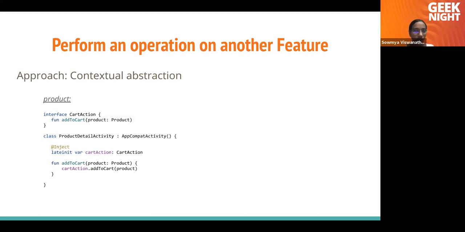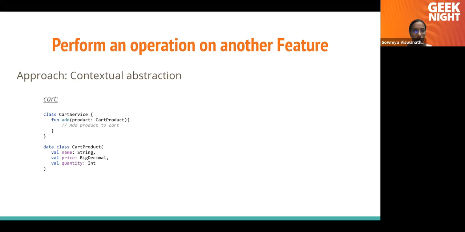Similarly, what cart has to do in this approach is expose a service so that it can accept a product into the cart. But cart, as a feature module, is not aware of the product domain module. It has its own projection of cart product, which just has name, quantity, and price. Quantity is not present in the product domain model, but it is required for cart product. So it has its own projection.